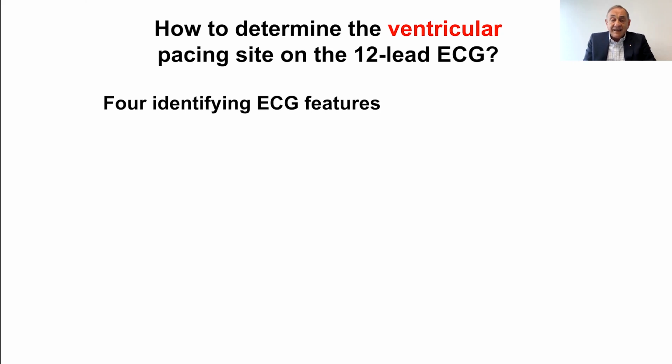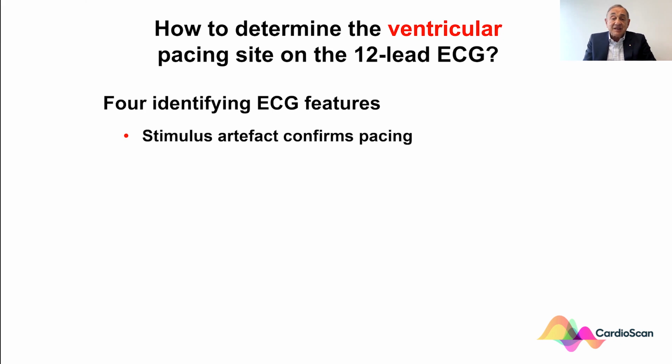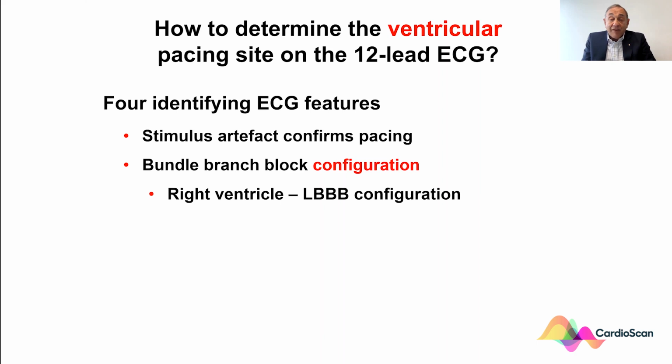We have 4 identifying ECG features. The first is obvious, the stimulus artifact confirms pacing. The second is that there is a bundle branch block configuration. I need to stress the importance of that word configuration, because when you are pacing the heart, you generally have a wide QRS, and it has the appearance of either from the right ventricle, which is a left bundle branch block configuration, and from the left ventricle, a right bundle branch block configuration.